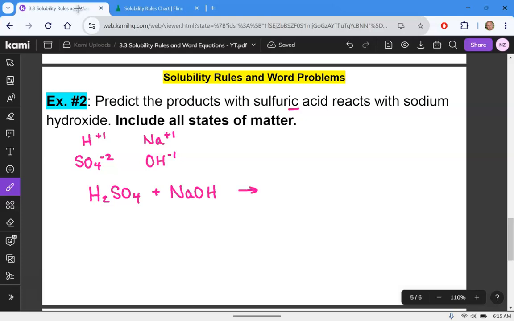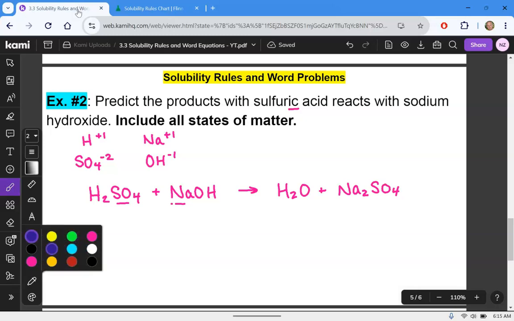Okay, so with an acid-base reaction, remember our products are going to be water, and then our leftovers go together. So, no, I'm sorry, not our hydroxide, our sodium. Our sodium and our sulfate are going to go together. Okay, so Na is +1, and sulfate is -2, so I'm going to need 2 sodiums to balance with my sulfate, just like that. Okay, so let's go through and predict our products.